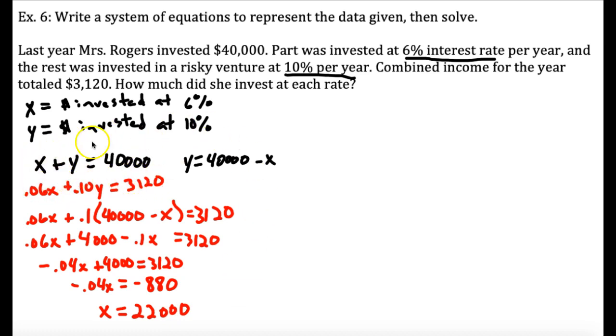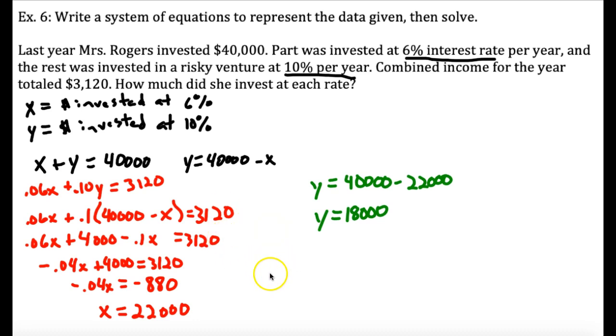So to find our other answer, I'm going to take 22,000 and plug it in for x. Obviously the first equation is going to be easier to do that. We could actually plug it into this one, right? We could say y equals 40,000 minus 22,000. So y equals 18,000.